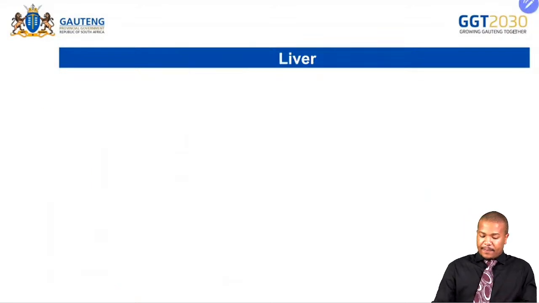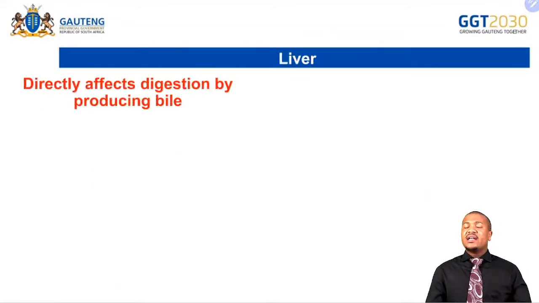Starting off with the liver, the liver directly affects digestion by producing bile.